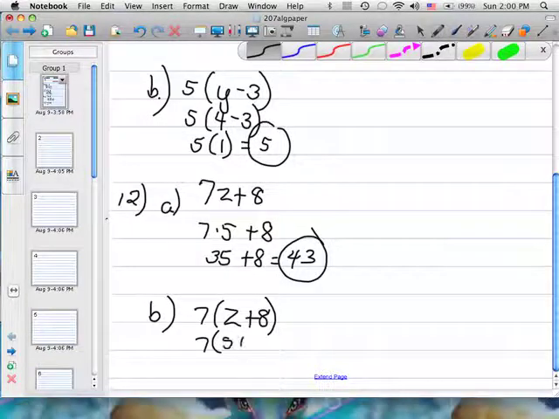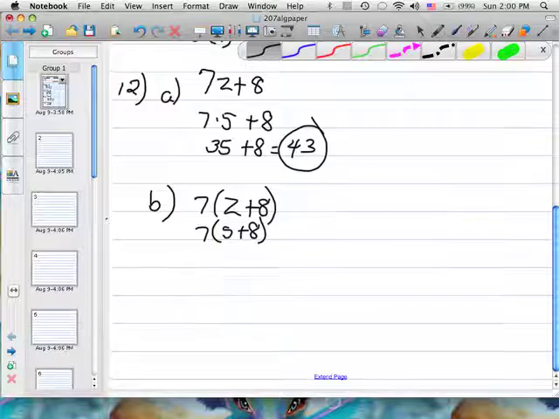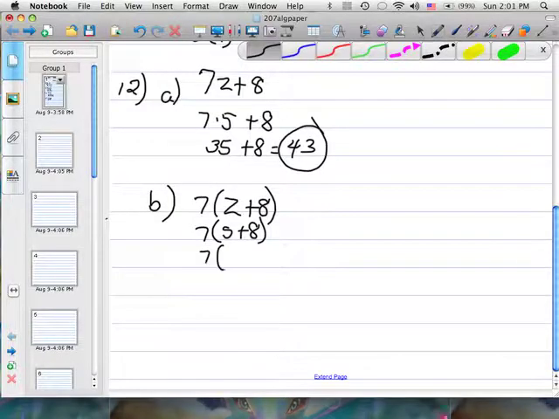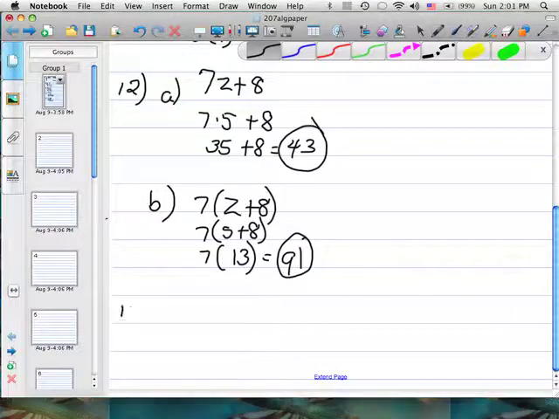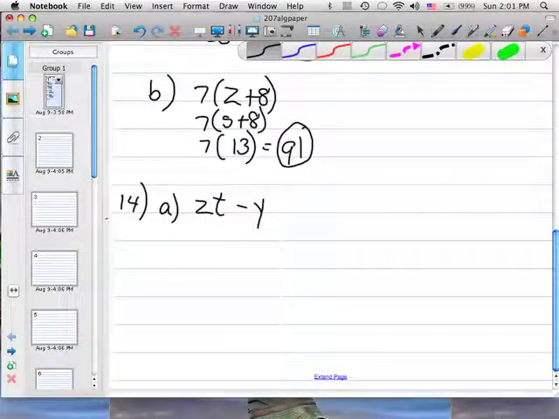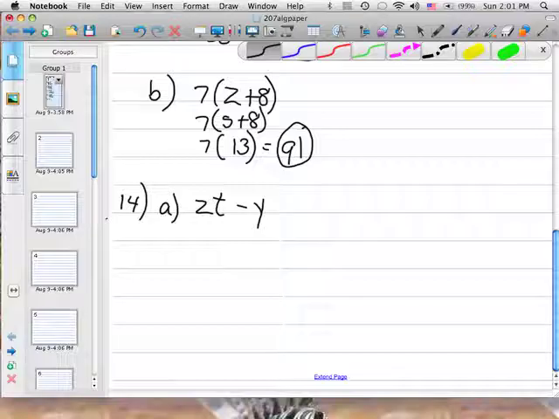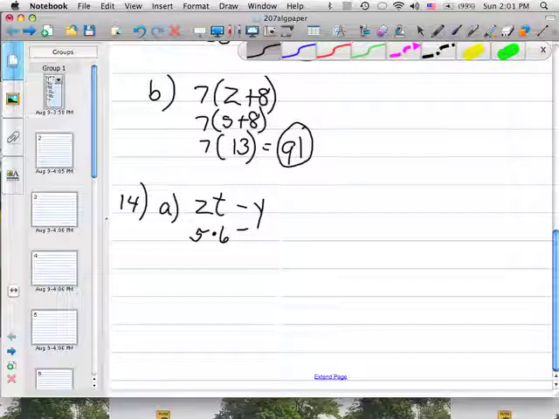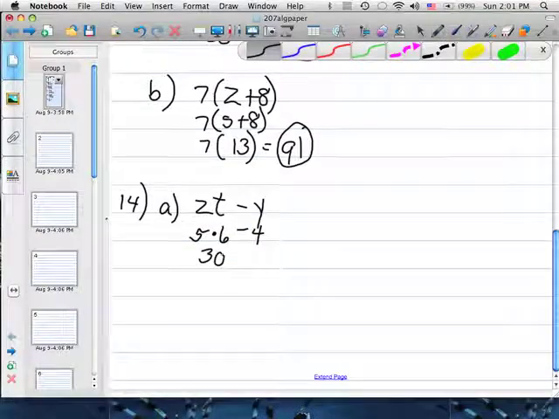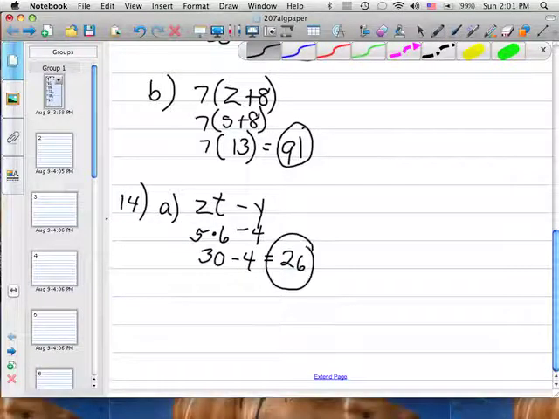Looks like I made a mistake back here. It should be 5. Part B of 12. We have 7 times the quantity z plus 8. So parentheses, 7 times 5 plus 8. We do what's in parentheses first. Add 8 and 5, and we get 13. And 7 times 13 is 91.